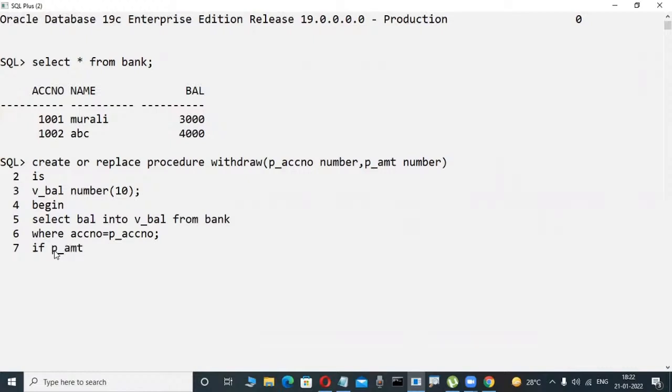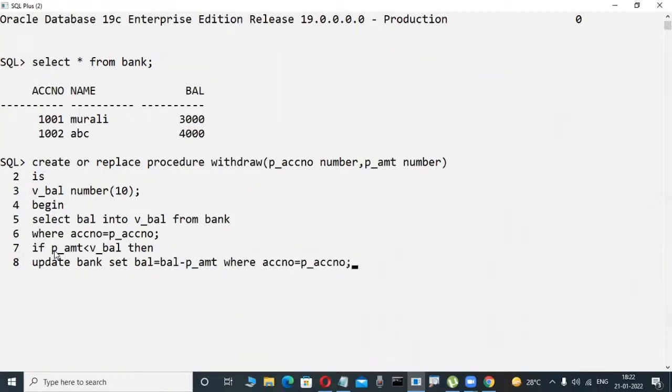Suppose here, logically observe, not coding, that amount is less than the available balance. Then I want to affect the database: update table name, set balance equal to balance minus p_amount. Some coding is there. Okay, fine. Now check it out.